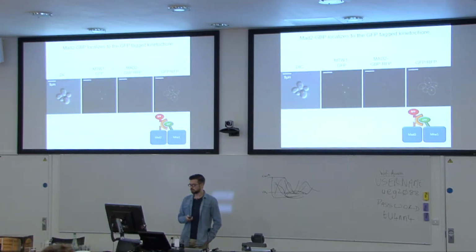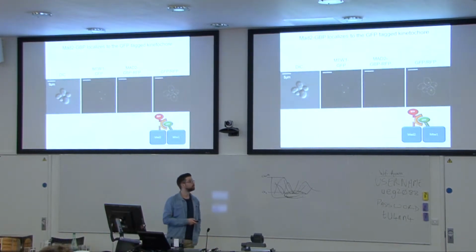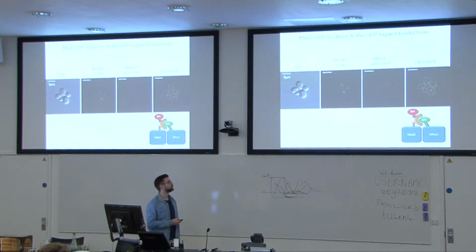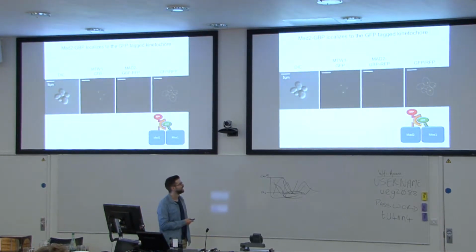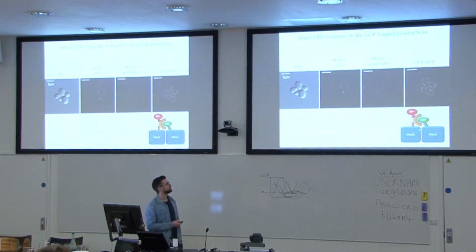And to show this works to recruit MAD2 to the kinetochore, we have the GFP binding protein, which is derived from a howler monkey. We fuse that to MAD2, and we show here where we have the kinetochore tagged with GFP and the MAD2 tagged with the GFP binding protein. We can see that it's co-localized in the cell.